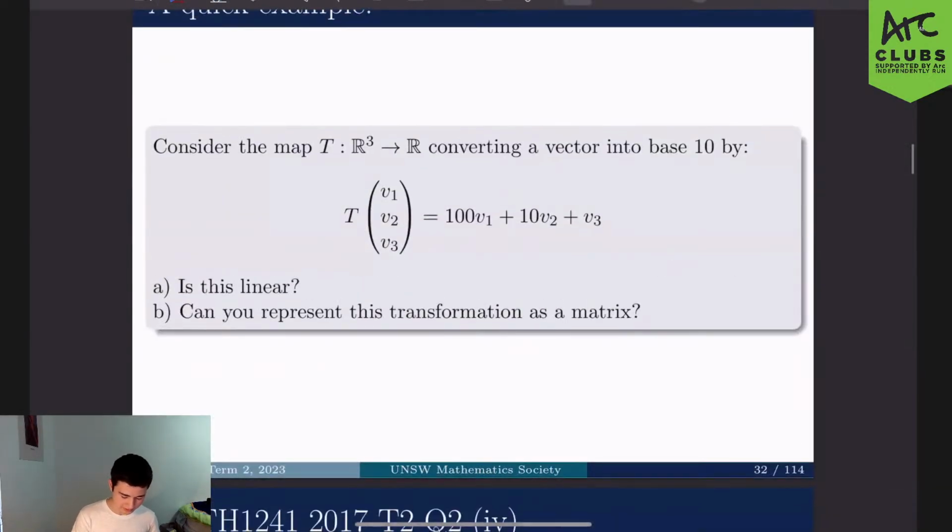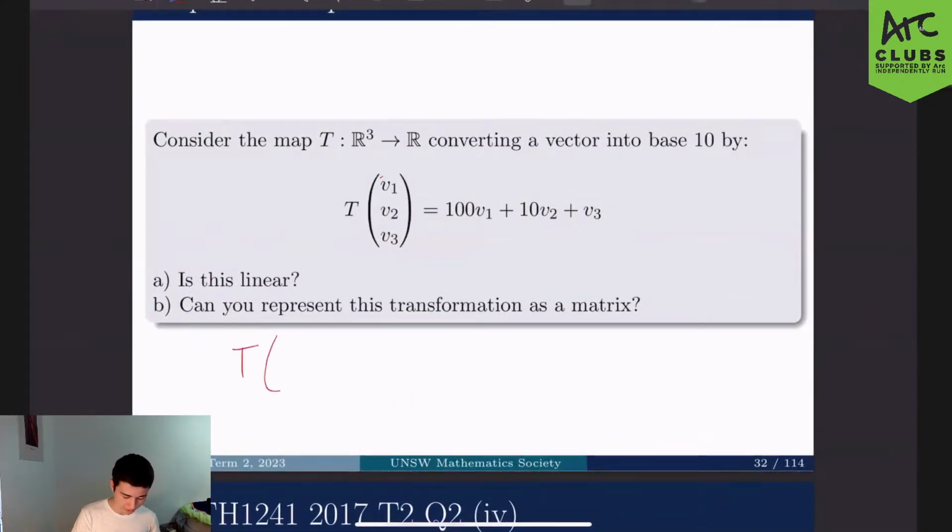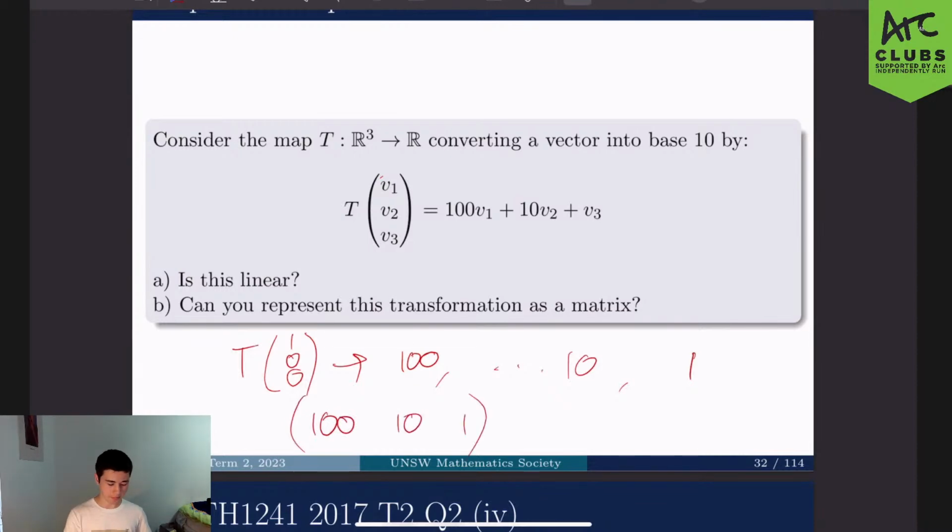So we take T of (1, 0, 0), and that would become (1, 0, 0), and so on. We get (1, 0), we get 1. So we get a transformation matrix that looks like this.